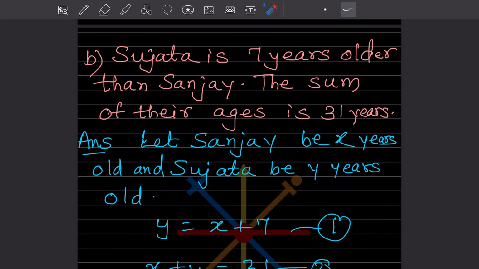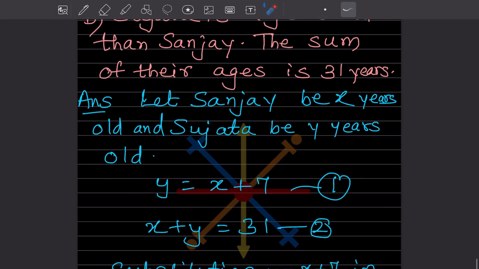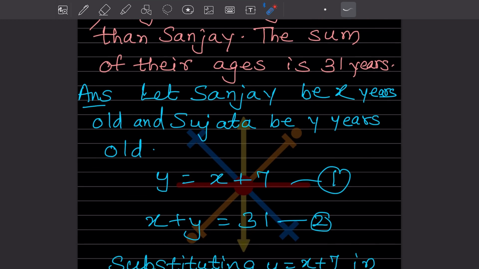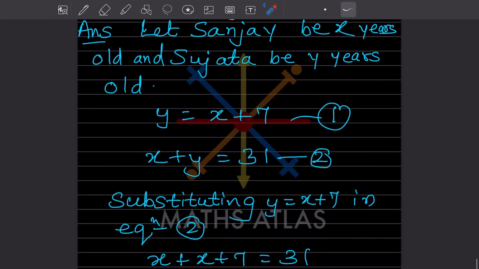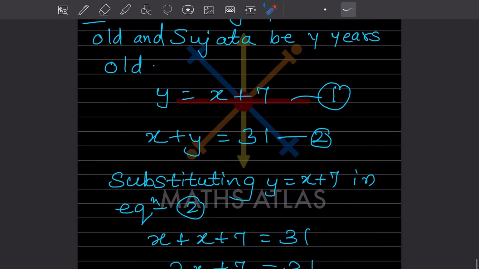And the second sentence is that the sum of the ages is 31. Sum means addition. So this x and y, we have to add it. x plus y is 31. So this will be my equation number 2. Okay. So now what are we going to do? We want the ages of both of them, right? So what are we going to do? We are going to form an equation based on these two equations.